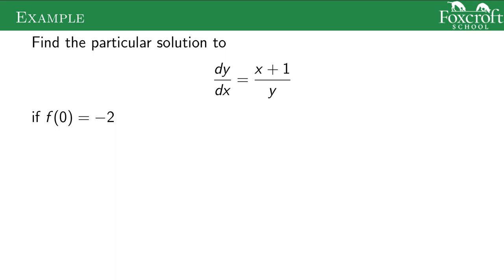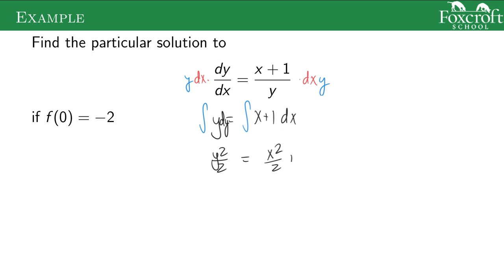All right, next up, same thing. First steps, always going to be separating the variables. So in this case, I have to multiply by dx and y. I get y dy equals x plus 1 dx, I've got the dy over here. Then I take my integrals. The antiderivative of y is going to be y squared over 2. The antiderivative of x plus 1 is going to be x squared over 2 plus x plus c.